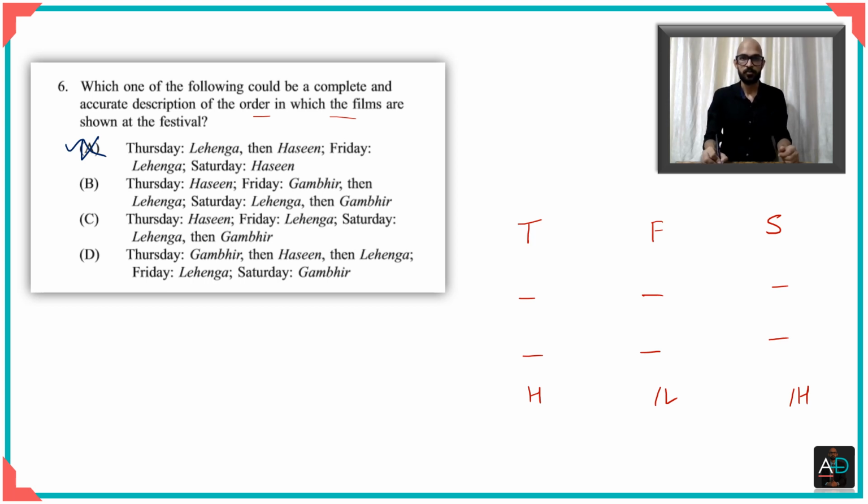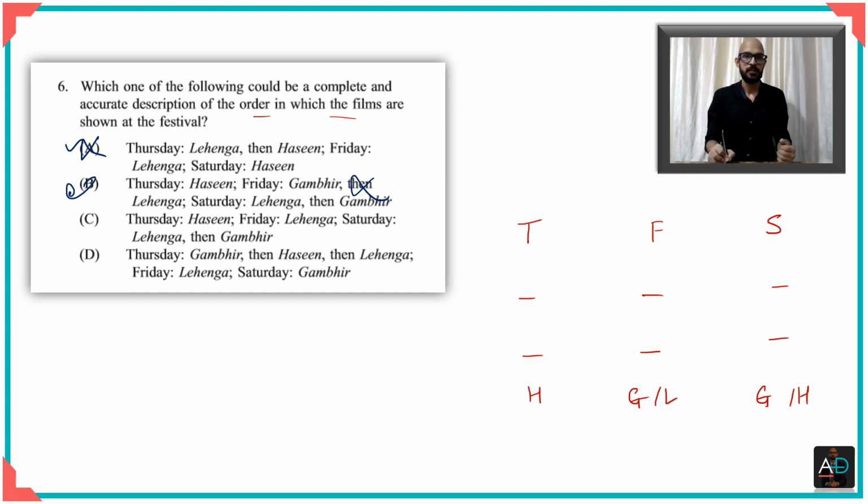So basically you started off with Gambhir and Lehenga as a choice. Gambhir and Lehenga. Now let's look at option B. Option B says that on Thursday you have Haseen, right? On Friday you have Gambhir and then Lehenga. That's not possible. We know that only one of these can be shown, which means this is also wrong. So I eliminate option B as well.